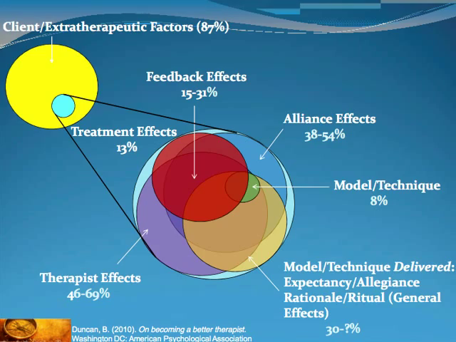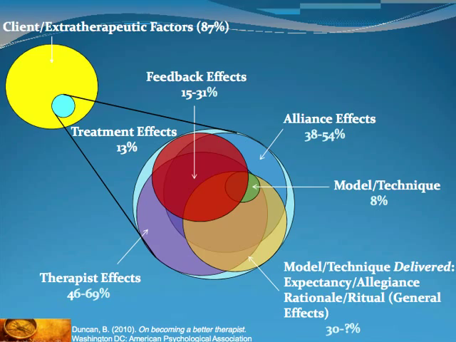The next largest is alliance effects. This is also known as the relationship. Alliance has to do with basically shared collaborative goals as well. So your ability to collaborate with the client, form shared goals, have a working alliance, that's known as a therapeutic relationship. And then next you have model or technique delivered.